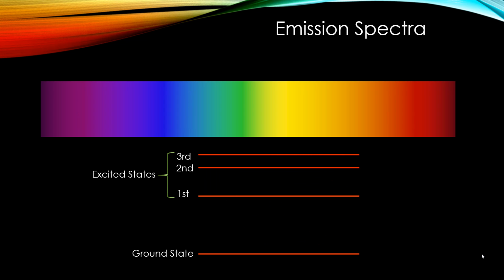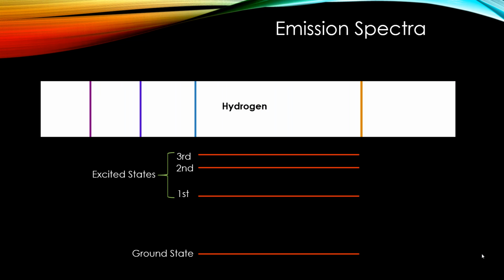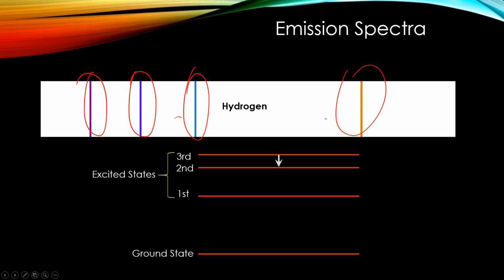So for emission spectra, it's the opposite. Rather than absorbing light at a specific wavelength, there's emission of light at a specific wavelength. So for hydrogen, for instance, it emits light at this part of the electromagnetic spectrum, this part, and this part. And so what happens is the electrons have already absorbed the energy. They're in excited states already, and they're going downwards into lower energy states.